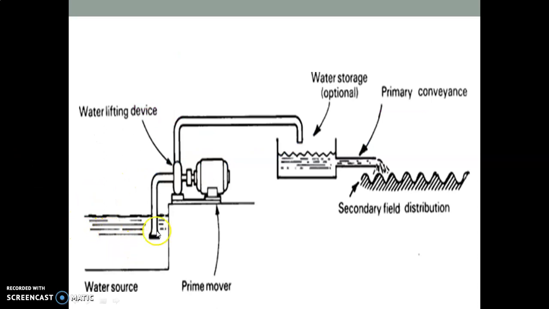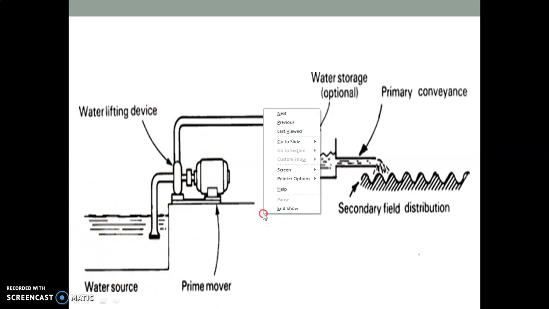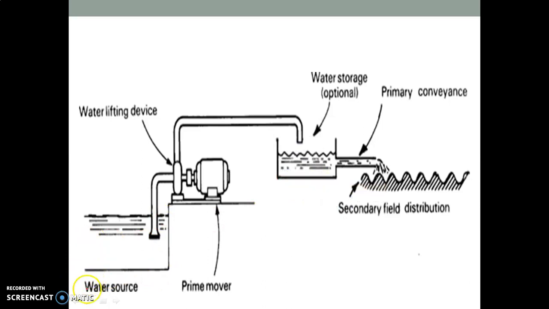So now this is the water source. Water source is at a lower elevation, and the field which we have to irrigate is at a higher elevation. So what we do, we use a pump to lift the water up to the required height, and then we send the water to an upper storage, which then can transport the water to the field, with the help of gravity or with the help of pipes.